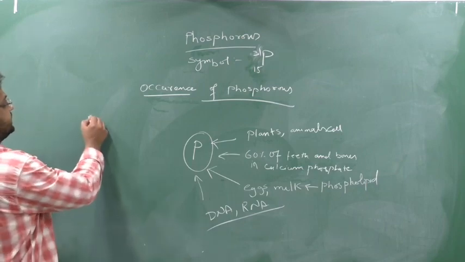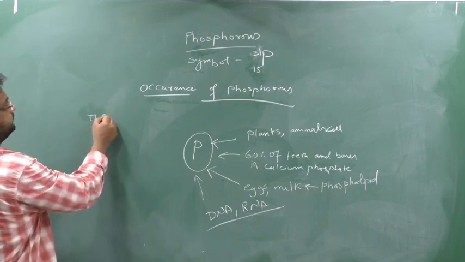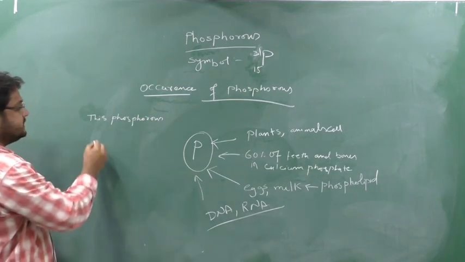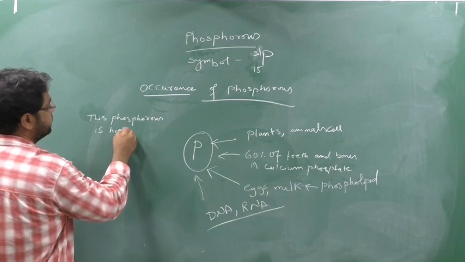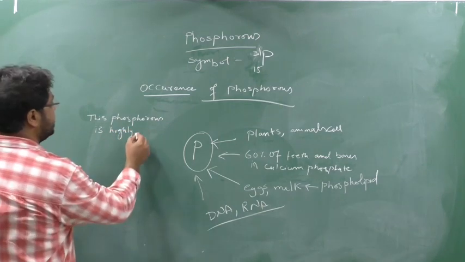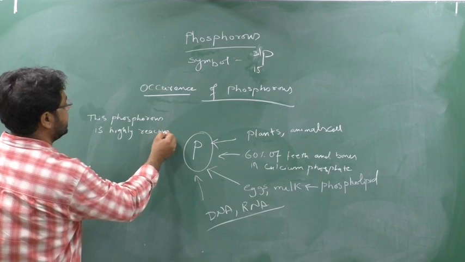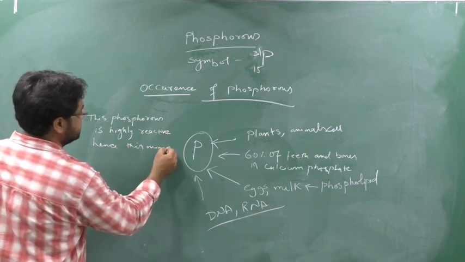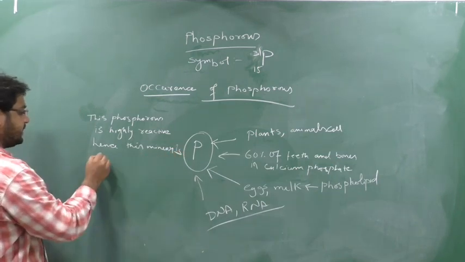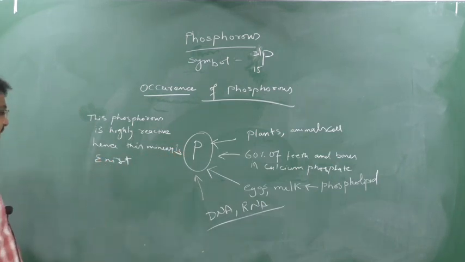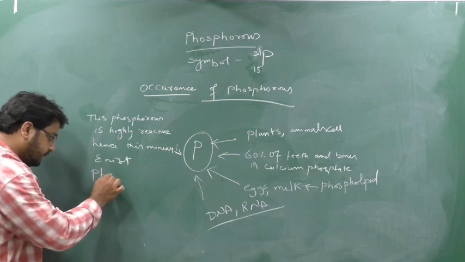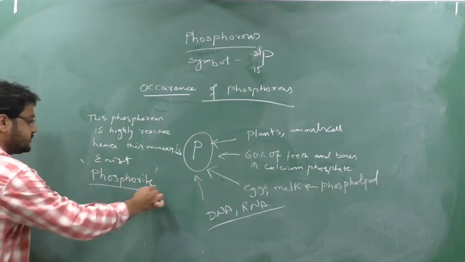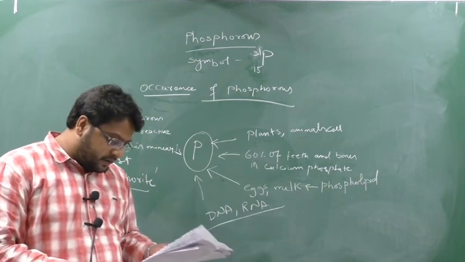Then you can write down, see, this phosphorus is highly reactive, hence their minerals exist. Their important mineral is phosphorite. Their important mineral is phosphorite. This is very important because we are going to do it based on this. So the important mineral you can write down is phosphorite.